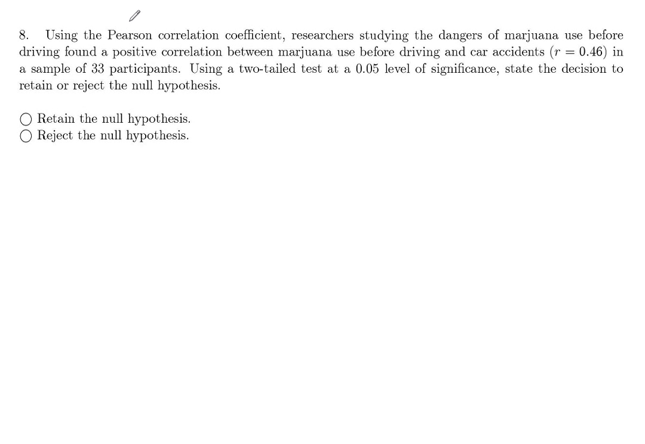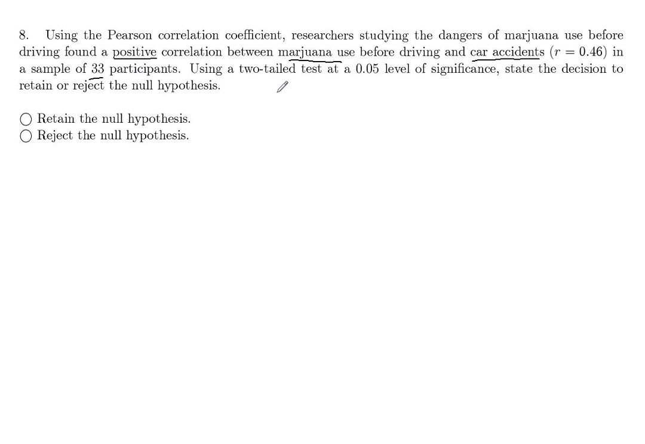We're working on Web Assigned Homework 7, problem number 8. Here we're using the Pearson correlation coefficient to study the dangers of marijuana use before driving. It found a positive correlation between marijuana use before driving and car accidents. So those are our two variables. They told us that R, the coefficient of correlation, was 0.46, and the sample was 33 participants.